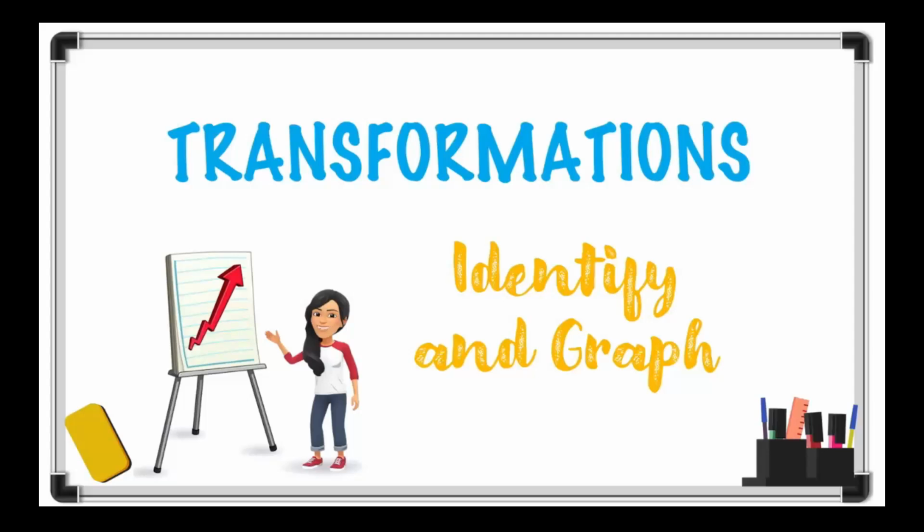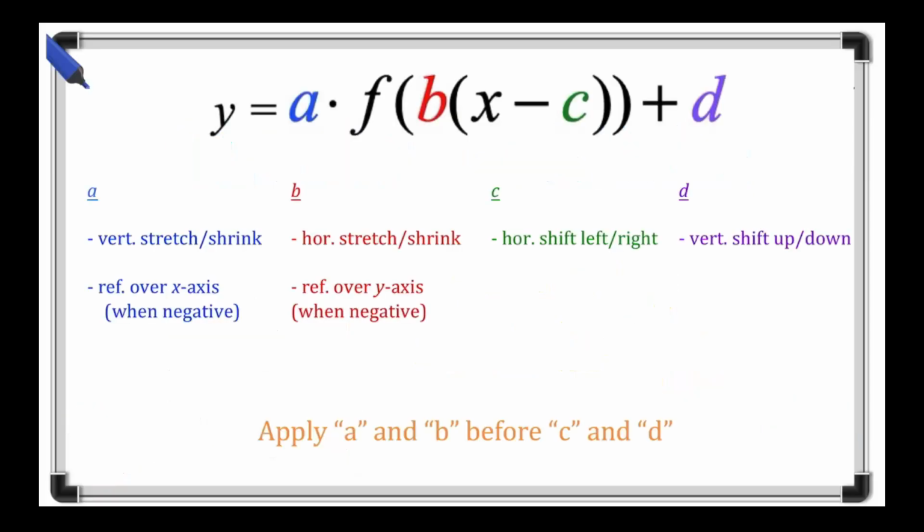Everyone, so today we're going to talk about transformations, how to identify them, and also how to graph them. So here is a generic summary about transformations, and the first thing we're going to look at is identifying what the vertical transformations are. So the vertical transformations are always going to be in the front and at the end. So these are all your vertical transformations.